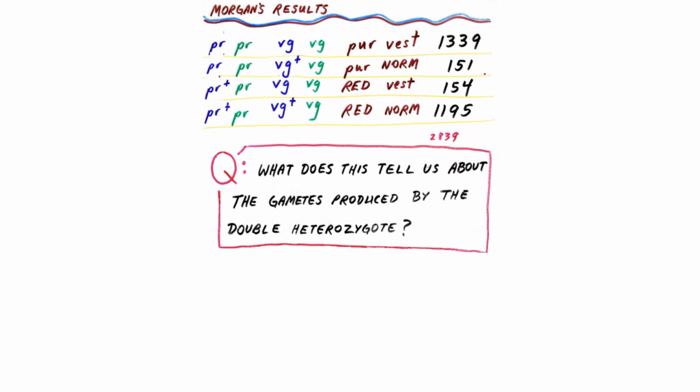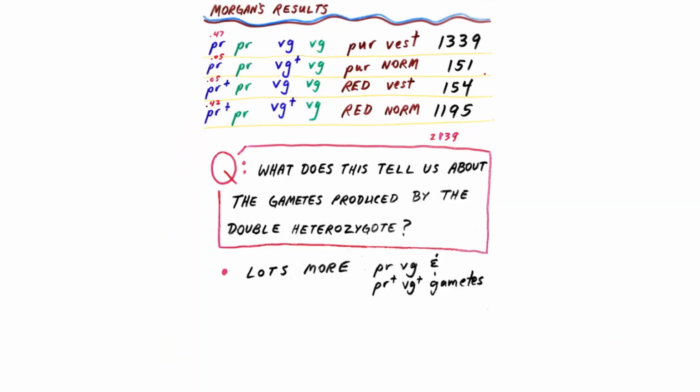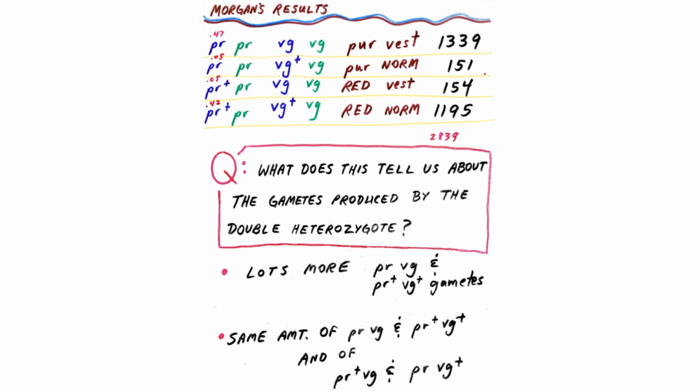What does it tell us about the gametes that are being produced? Well, look at the blue ones here. 1,339 out of the 2,839 means that the PR VG, a lot of those gametes. The PR plus and the VG plus, a lot of those gametes. Not very many of the PR VG plus. Not very many of the PR plus VG. So the gametes were not being produced in equal numbers. Way more PR VG and PR plus VG plus. Also, another thing, a little bit more subtle, is that you get about the same numbers of the PR VG and PR plus VG plus, and you get about the same numbers of the other 2 together.